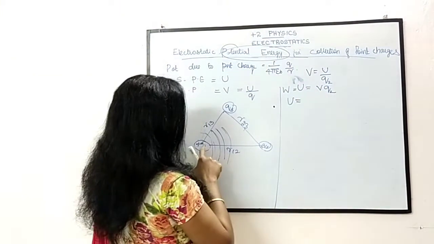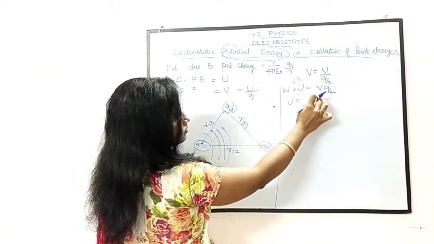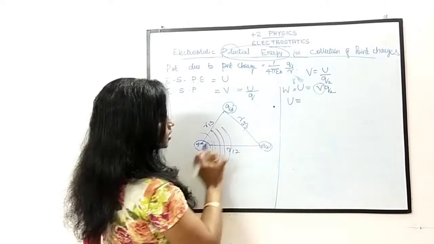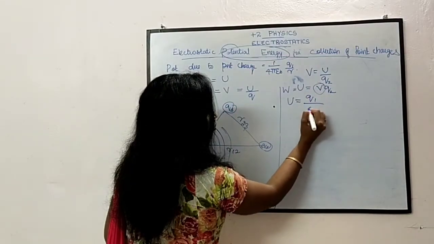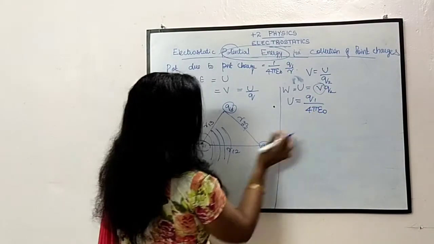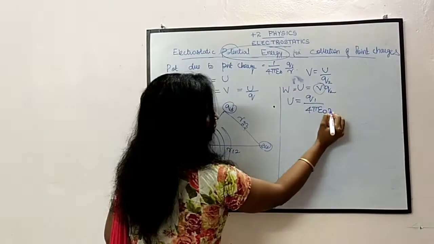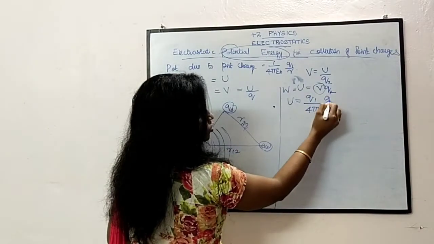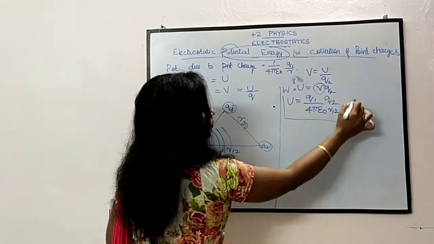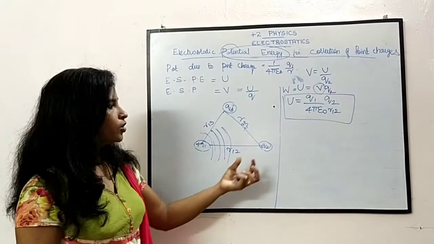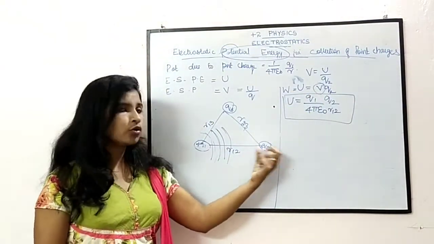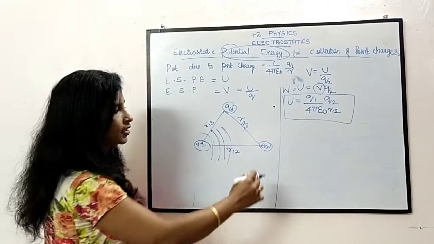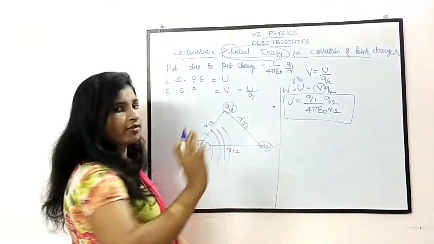If you take this charge as Q1, the value for V, that is the potential due to this point charge, is Q1 by 4 pi epsilon naught. What is the distance between these two charges? R12. Then Q2. So this is the potential energy needed to bring this charge Q2. To bring this charge Q2 here, this much potential energy is required.